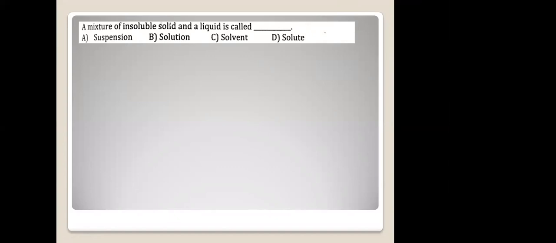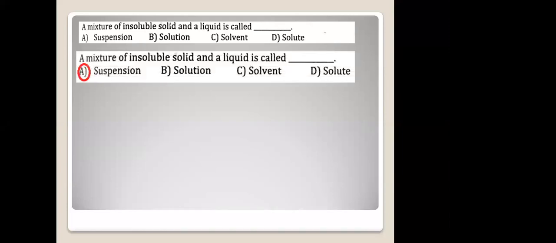It's an insoluble solid, okay? Insoluble, that's the key word there. Solid and liquid, and both of them are insoluble. Shall we move on to the right answer? Yes, it's a suspension, because a solution is simply solute plus solvent. A very common example is table salt and water. It gives a completely mixed solution. What is a suspension? An example is sand and water.